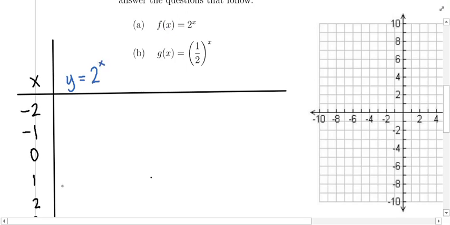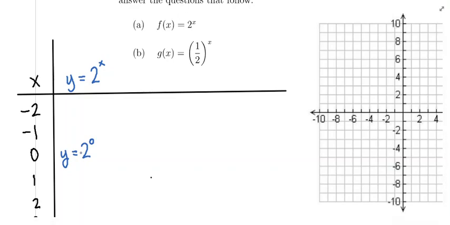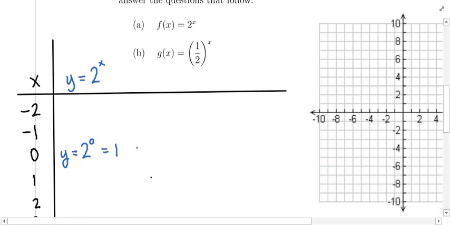I am going to start with the 0 here. If x is 0, my y value is going to be 2 to the 0 power. Everywhere you see an x, you want to replace it with 0. So what is 2 to the 0 power? Well, we've talked about a 0 exponent before. Anything raised to the 0 power is going to equal 1. So the point is going to be 0, 1. If x is 0, the y value is 1. So our graph will go through that particular point.